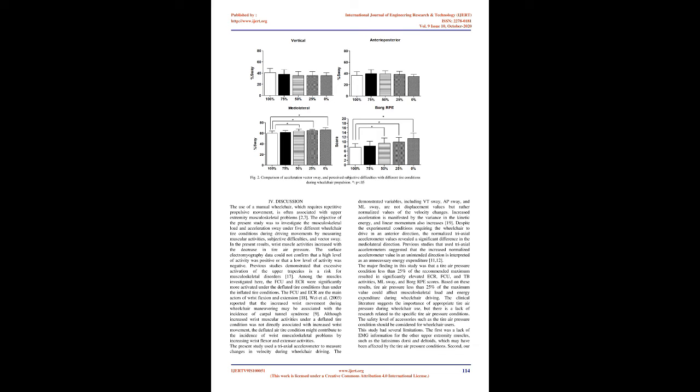Discussion. The use of a manual wheelchair, which requires repetitive propulsive movement, is often associated with upper extremity musculoskeletal problems. The objective of the present study was to investigate the musculoskeletal load and acceleration sway under 5 different wheelchair tire conditions during driving movements by measuring muscular activities, subjective difficulties, and vector sway. In the present results, wrist muscle activities increased with the decrease in tire air pressure.